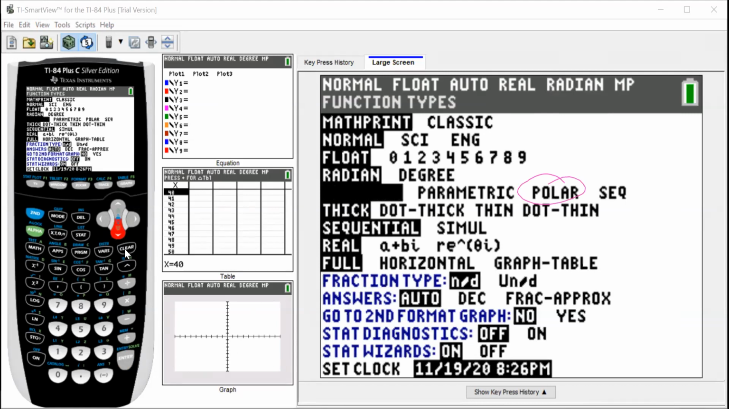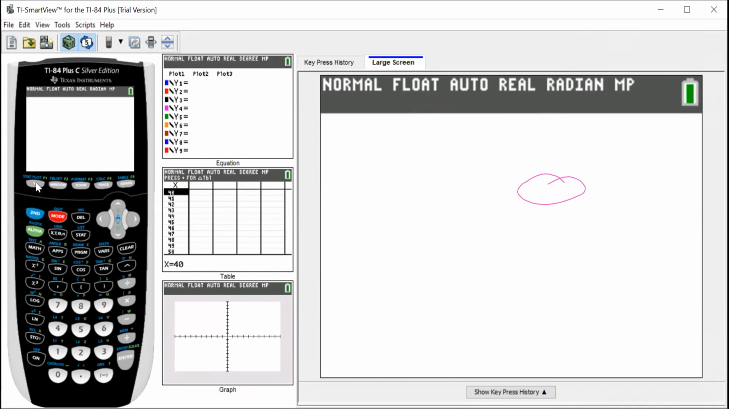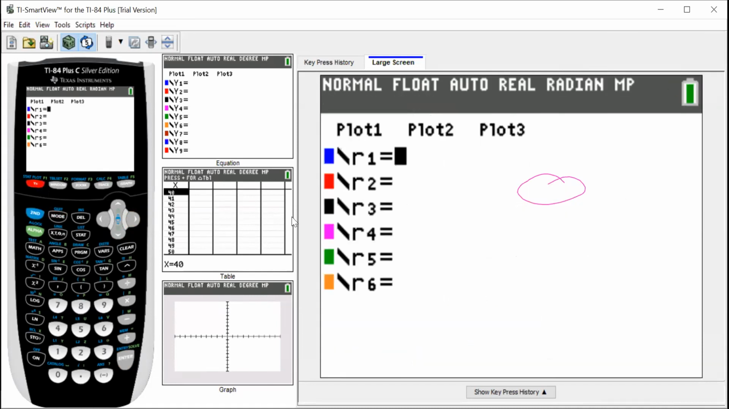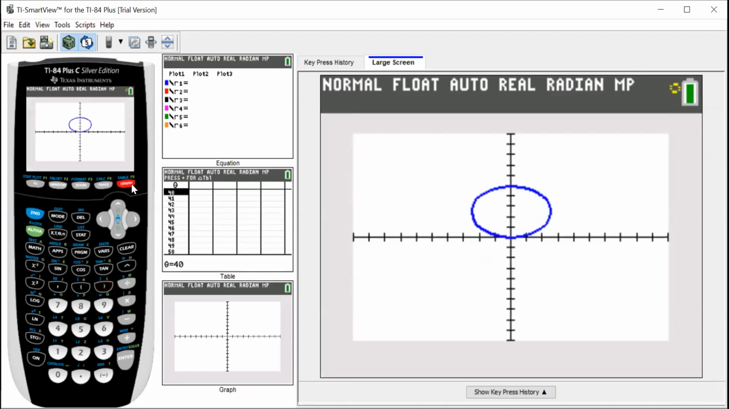So since we're doing things in polar equations, we want to take this off function and scroll over to where we see polar and press enter. So we're now in polar mode. We can quit out of that. And then if we go to our graphing apparatus now, you notice that instead of having y equals, we now have r equals. Okay. And so we can type in that equation we just saw, 5 sine theta. And when we hit graph, we can see what the graph of that looks like.